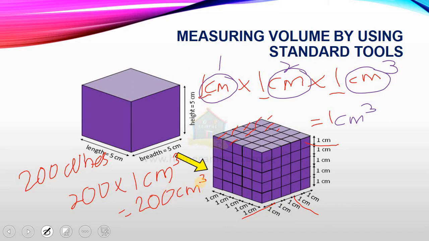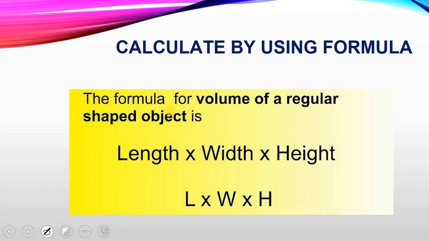Contoh. So this is the volume of this object. Contoh lah. Okay, kalau ada 200 cubes, 200 cm kuasa 3. Contoh. Okay, so we have learned how to use small cubes to calculate volume. Now we're gonna learn how to use formula to calculate volume.